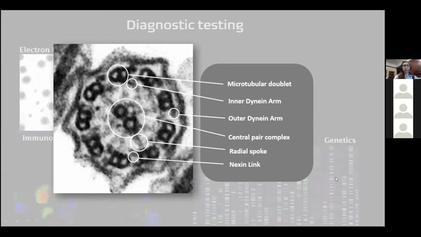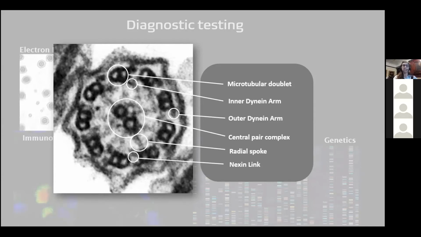And these are the main components that we are going to focus on, because if these components are not here, if we don't see them using electron microscopy, it might translate into a genetic defect, meaning a genetic mutation, that component is not there, and that will lead to a defect that you can see in an electron microscope, and also you might be able to see that defect translated into a beating pattern.